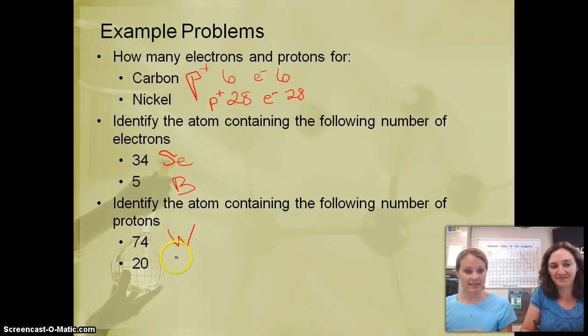Right. All right, 20 is going to be our calcium friend, Ca. So we just have to be able to read our periodic table for these problems. Pretty easy. Yes, I agree.